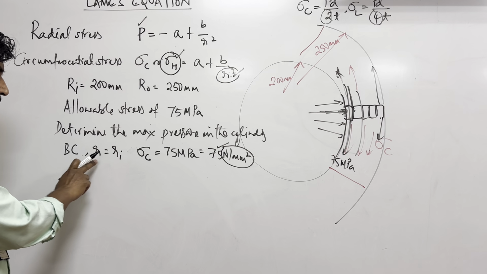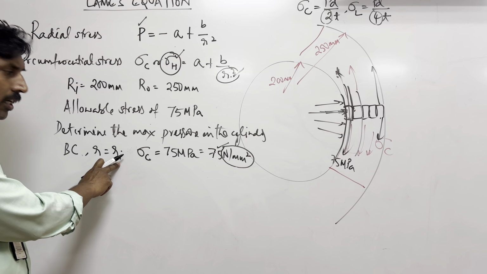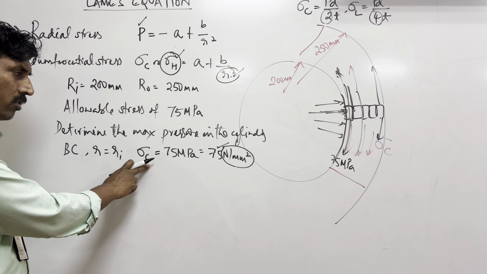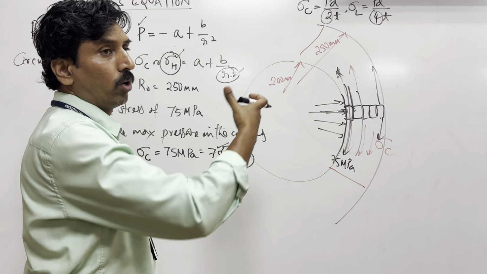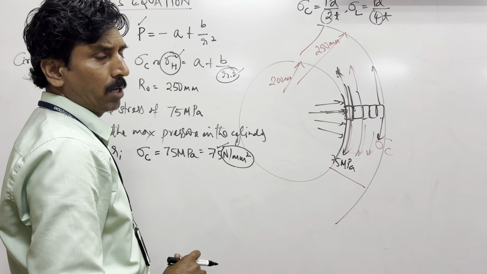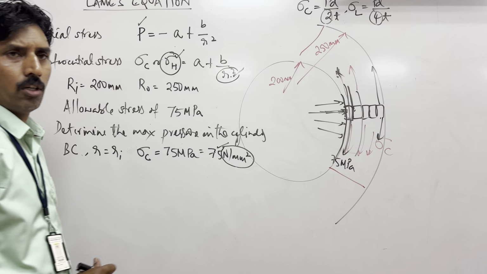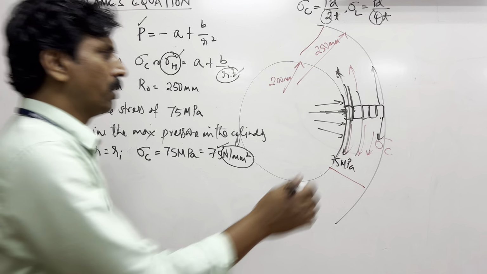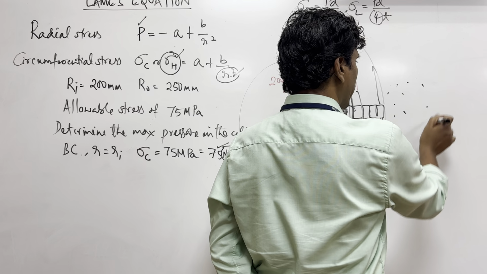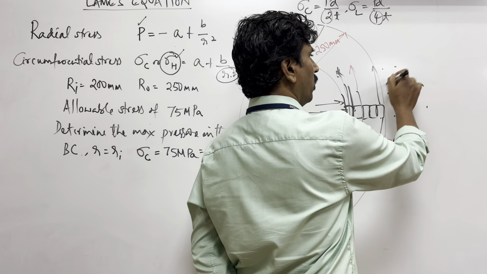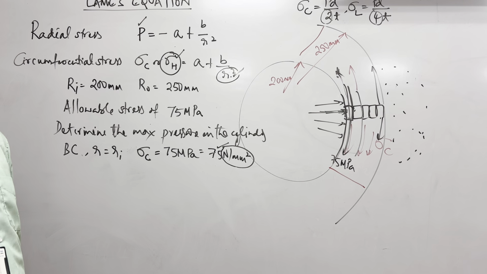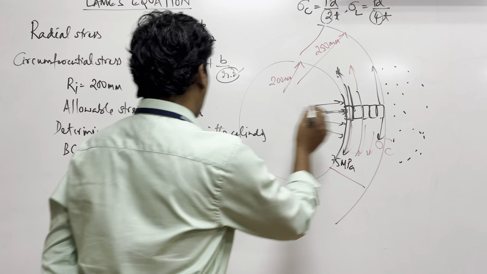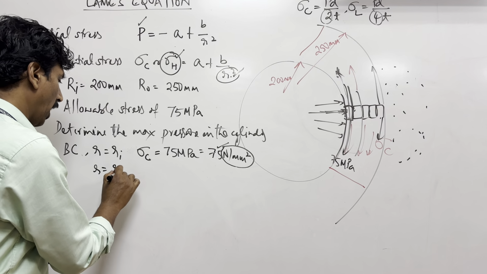Boundary condition is at radius equal to inner radius, the circumferential stress will increase up to 75 and fail. For that you need to find out what is the inside pressure. But you know what will be the pressure outside? Is it more than the atmospheric pressure? It is atmospheric pressure. Atmospheric pressure we take as zero pressure because we are taking relative pressure, not the absolute pressure. So you can say that at R is equal to R naught.